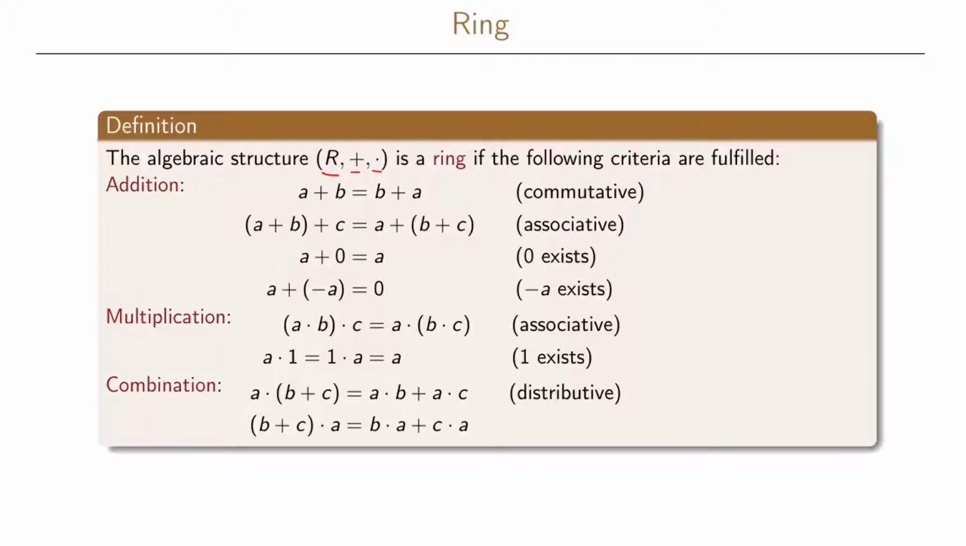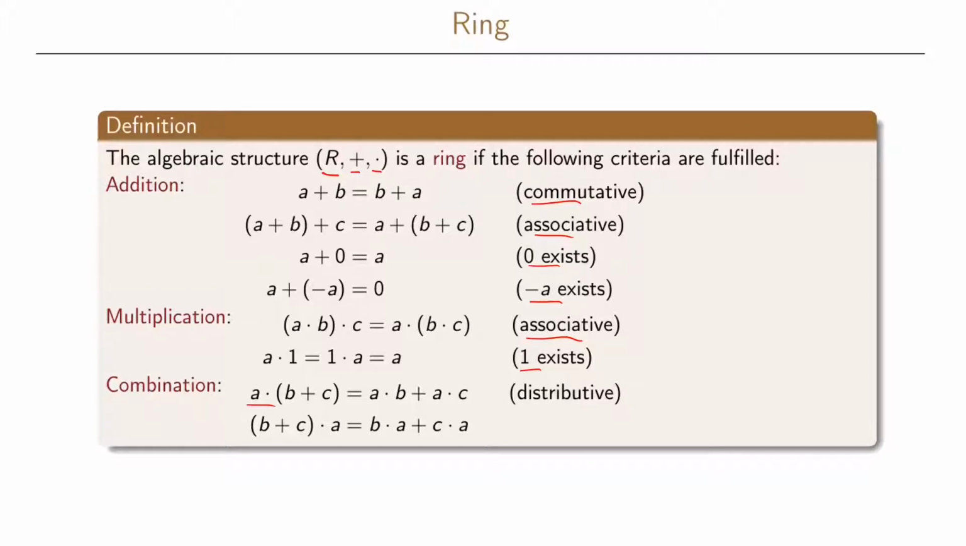So for the addition operation, it must be commutative, it must be associative, we must have the zero element, and we must have the negative of A. For the multiplication operation, it must also be associative, it must have the identity element that we're going to write as a 1, and it needs to be distributive. So distributive laws must hold, and these laws will combine the addition and multiplication operations.